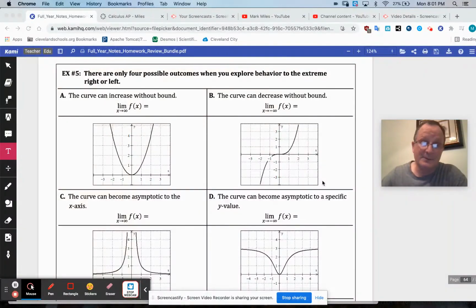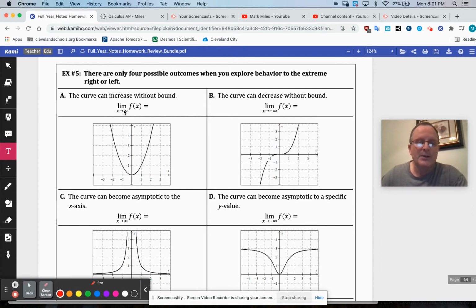All right, example 5 is pretty quick. I like this. It says there are only 4 possible outcomes when you explore behaviors to the extreme right or left. The curve can increase without bound. So on this one, if the curve is going to increase without bound, and we are going to the right here, so if we're heading to the right, then this one's heading to infinity.